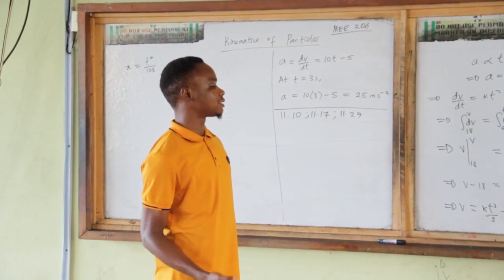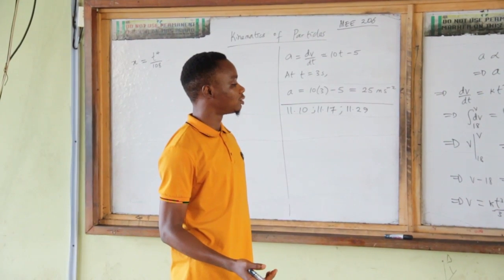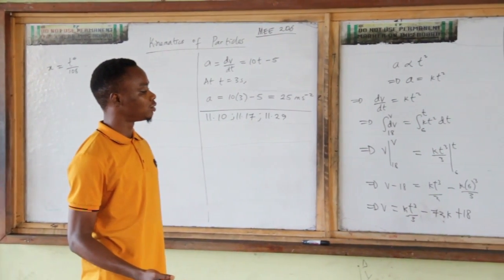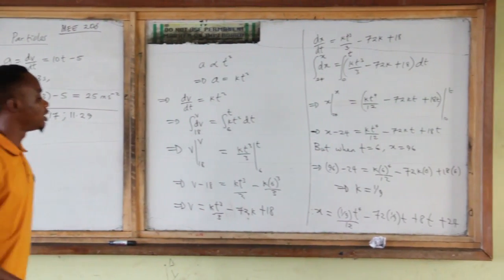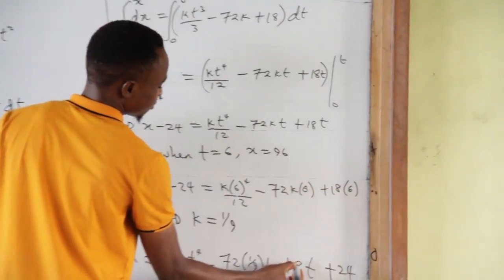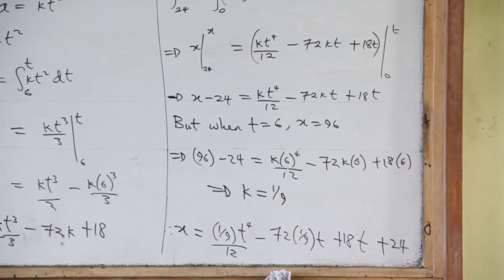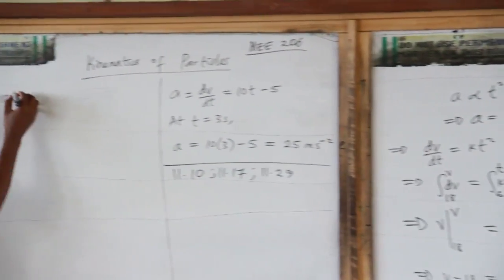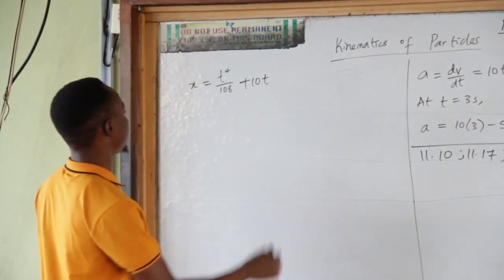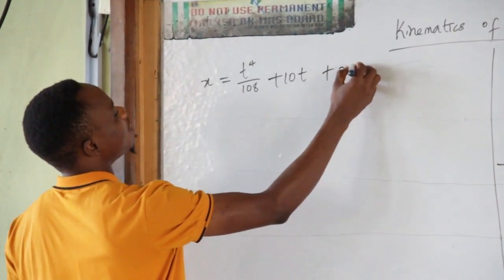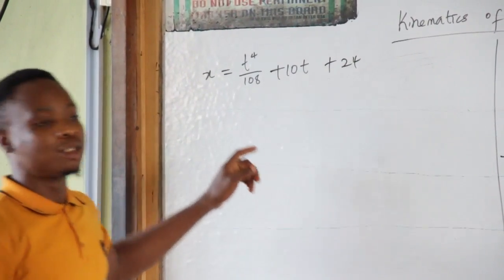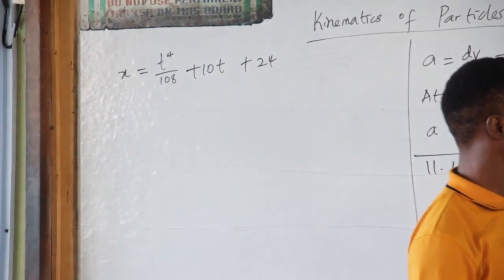It is 18. Okay, this is going to be 18. That will be 18 minus 8, that will be plus 10t. Alright, thank you. Plus 24. Alright, plus 24.